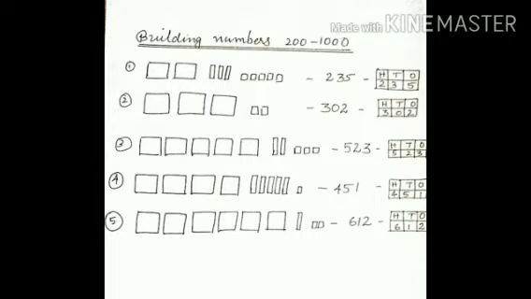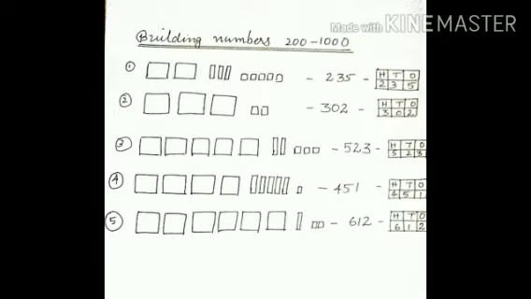So the number is 523. And place value chart also we represented. And fourth one, there are 4 big squares and 5 small rectangle roads and only 1 small square. So how will we write the number? 451. How will we read the number? 451. And place value chart also we represented.